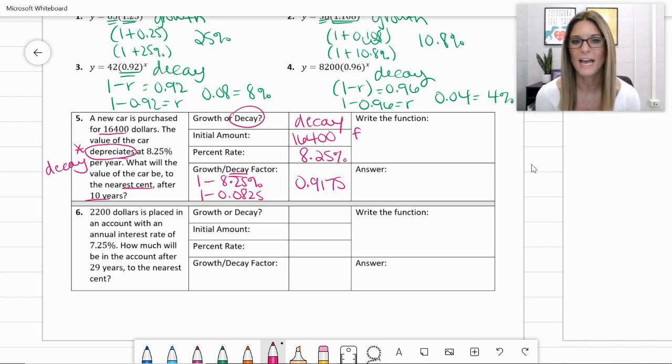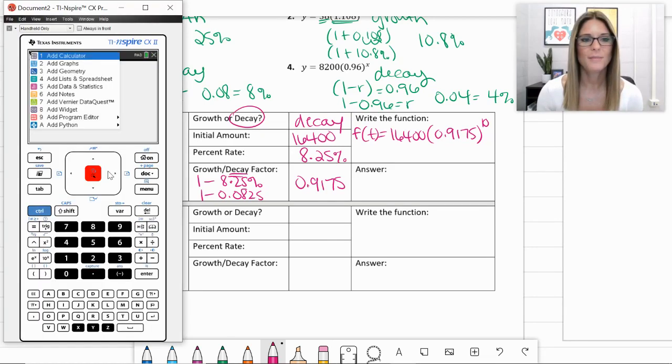Let's write our function f of t equals initial amount, 16,400. We already did the 1 minus the rate. We're ready to plug in now 0.9175 raised to the time. They asked us about 10 years, so my exponent is 10. So let's grab the calculator and simplify our function.